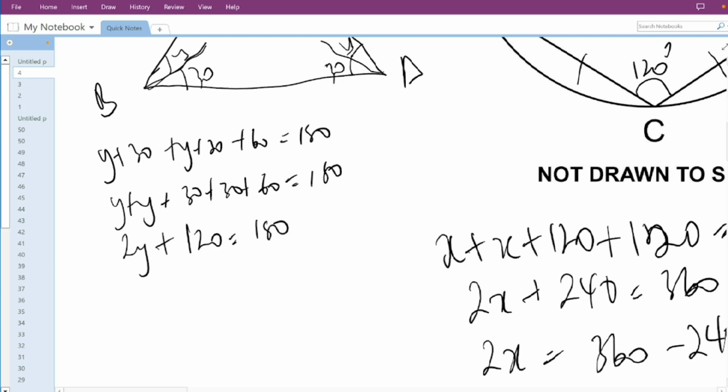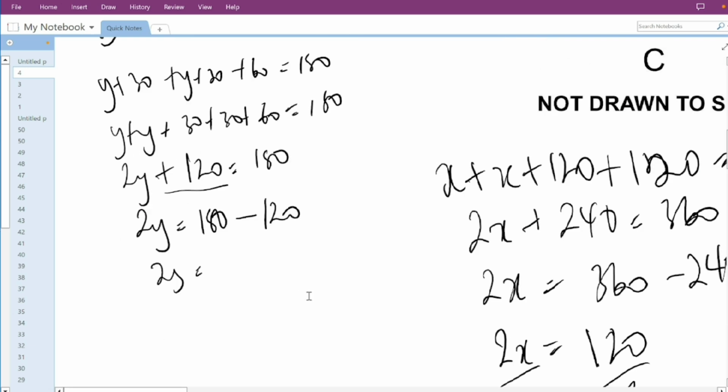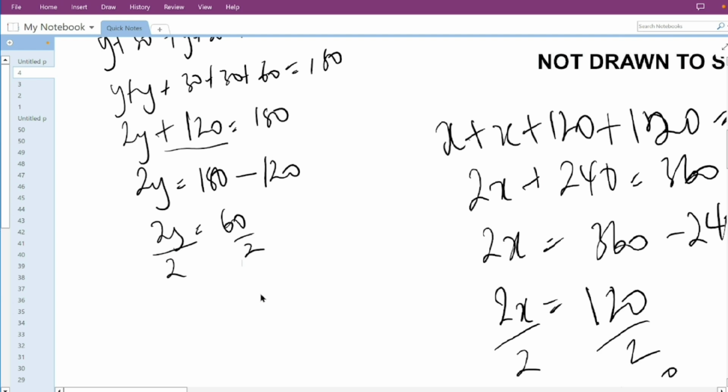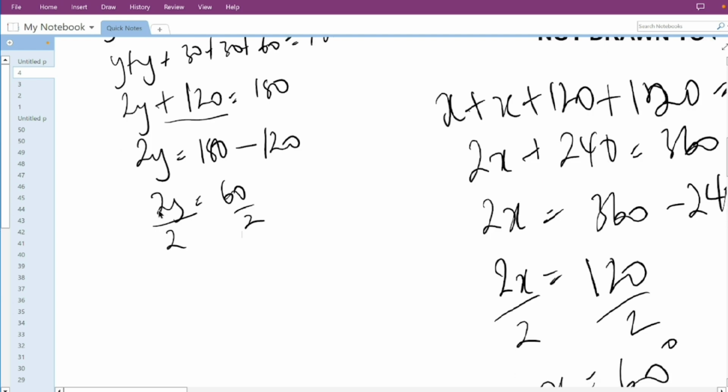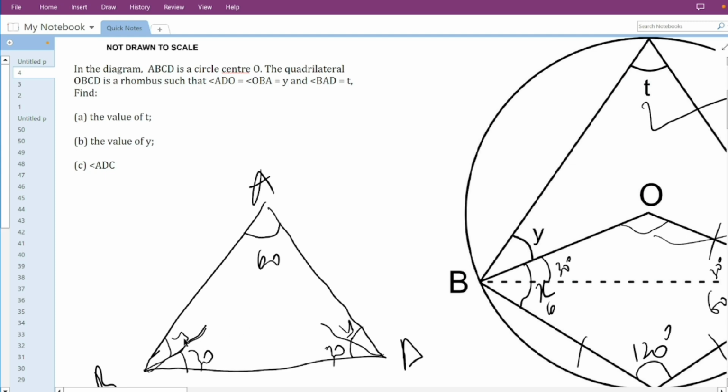We're looking for y. We have 2y equals 180. We take this plus 120 outside, it becomes minus 120. We have 2y equals 180 minus 120, which is 60. Since we're looking for y, we divide both sides by the coefficient of y. The coefficient of y means the number in front of y. These 2 cancel 2. y equals 60 divided by 2, which is 30. y is 30 degrees. Another method for finding y will be explained next.